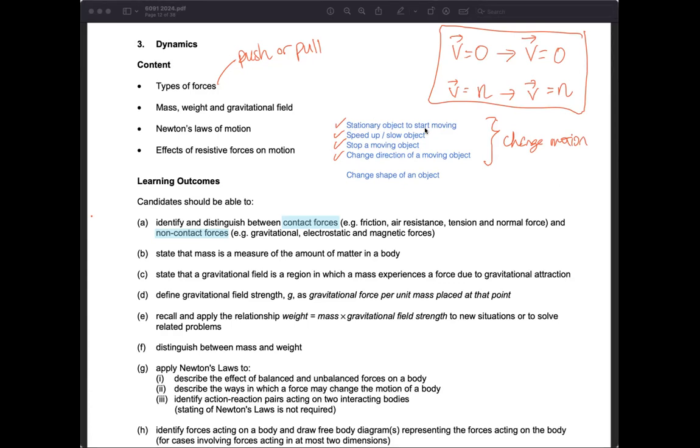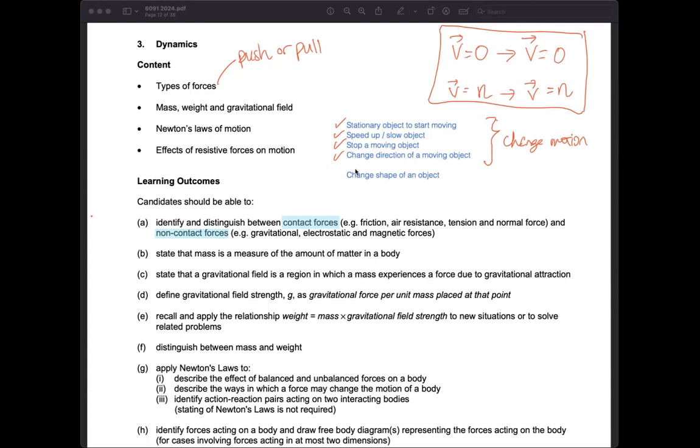The first one is when an object at rest starts moving. Second, when an object becomes faster or an object becomes slower, there is a change in motion. Or when a moving object comes to a stop, there is a change in motion. And finally, the last one, a bit harder for us to understand when we're in Sec 3: when a moving object changes direction. You need a force to make an object change direction. If not, you will not change direction; you will still move in the same direction. Is that clear? So you need a force to make an object change its direction.